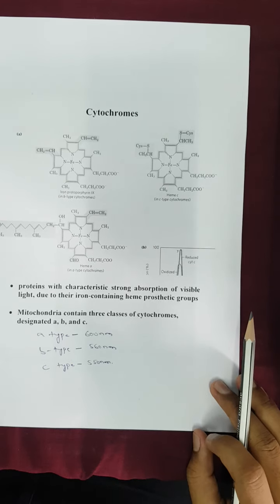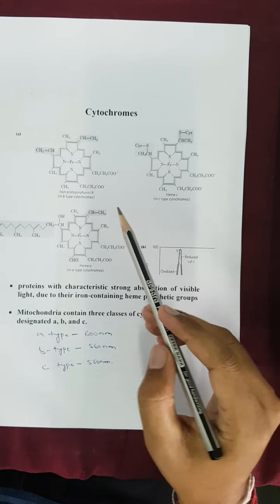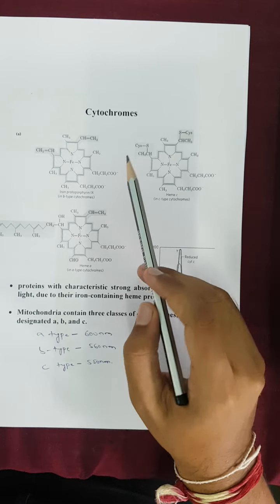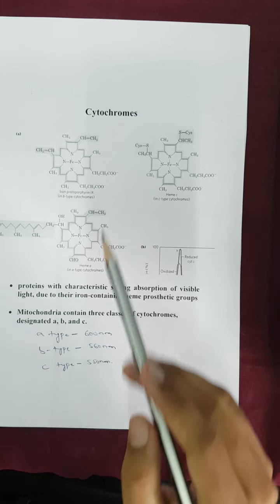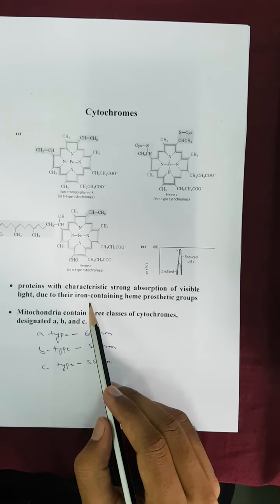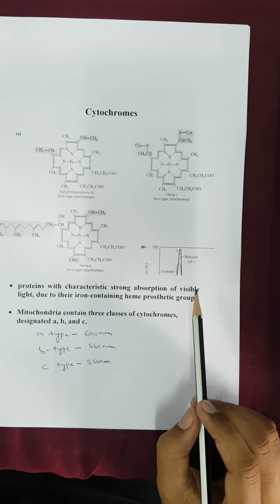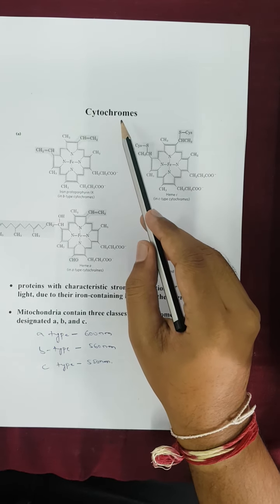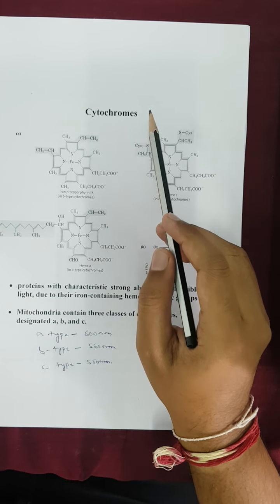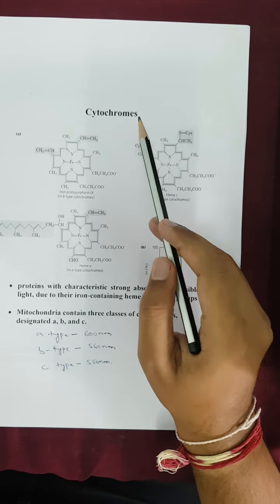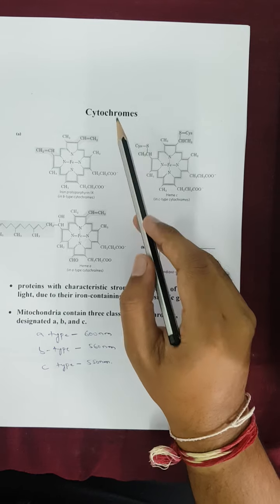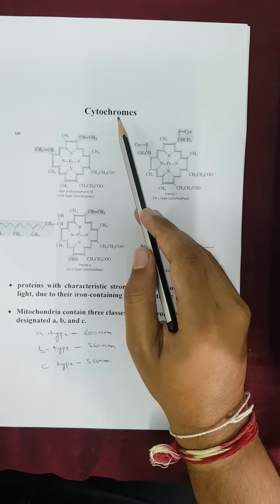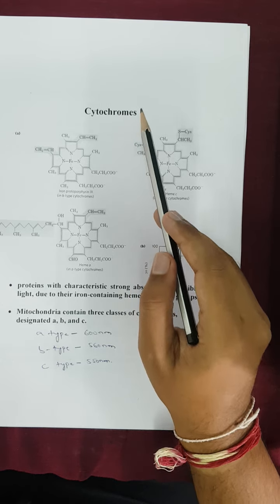Coming on to the other type of electron carriers which plays a very important role in the electron transport system, these are the cytochromes. Cytochromes are proteins which have heme as prosthetic groups. What are these cytochromes? They are small proteins which have heme as the prosthetic group, similar to hemoglobin and myoglobin, which also have heme prosthetic groups. Similarly, these cytochromes are proteins present in the mitochondria, and they have heme as prosthetic groups.